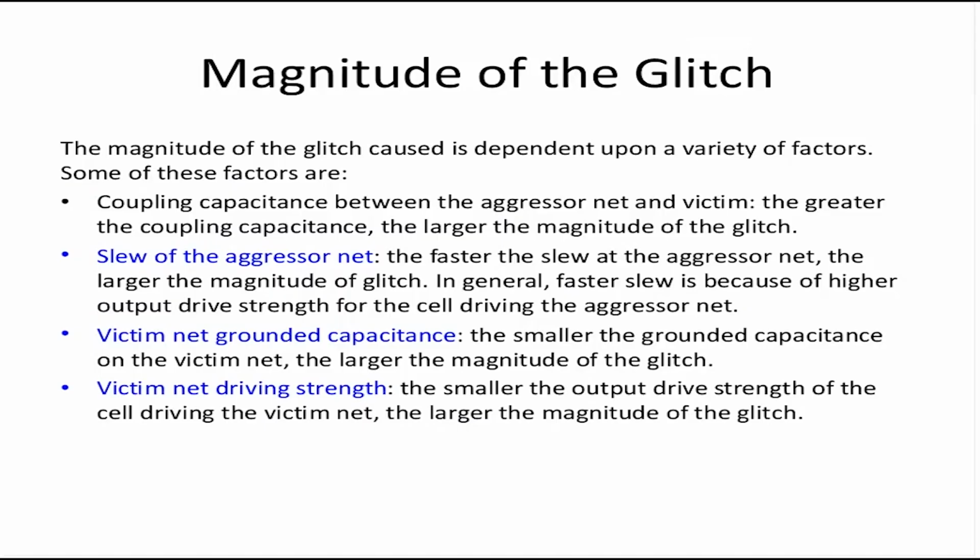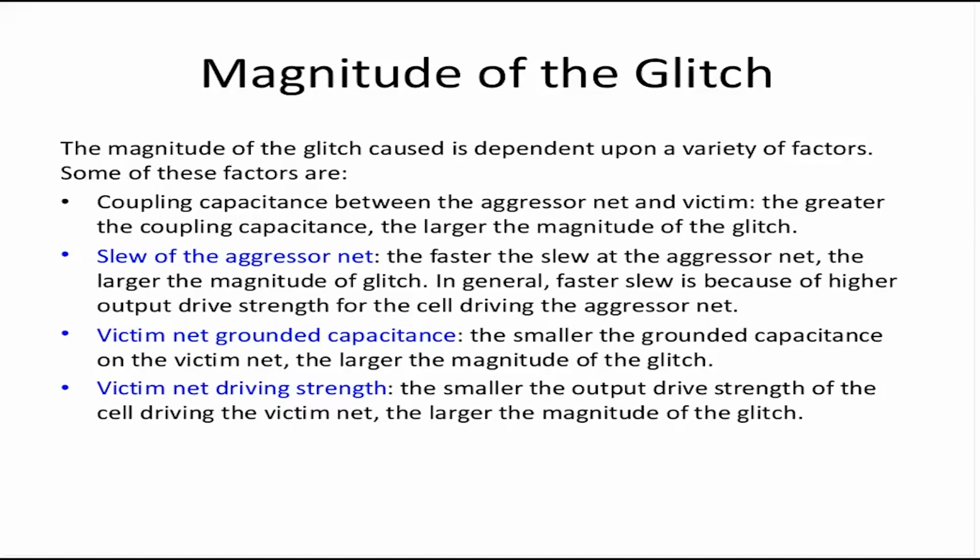One, obviously, on the coupling capacitance. The greater the coupling capacitance, the greater the charge sharing and greater the magnitude. The transition of the aggressor net. The faster is the slew at aggressor net, the larger the magnitude of glitch. The faster slew means the driver is very strong. So usually strong drivers, big drivers are very big aggressors also, because they cause a very fast transition. You can say that whether the faster transition is the cause, or the underlying cause is actually the higher drive strength of the aggressor.